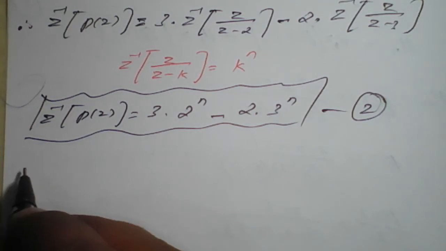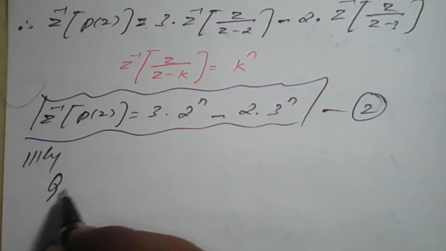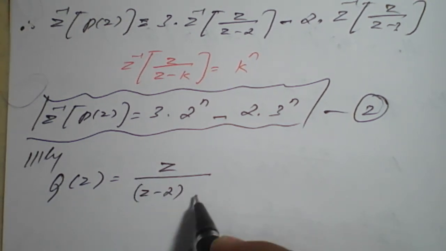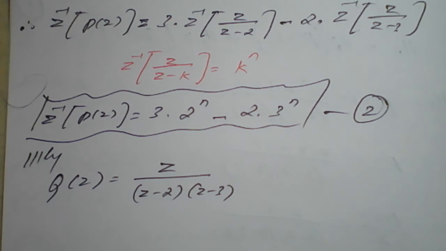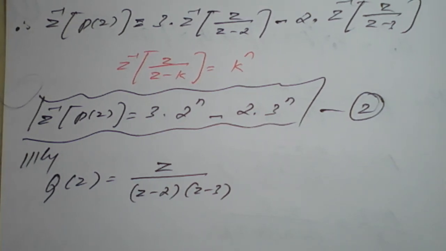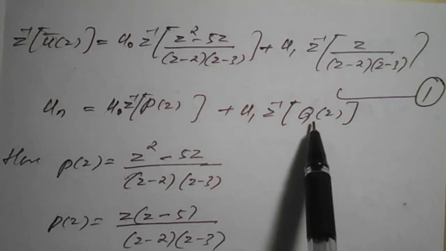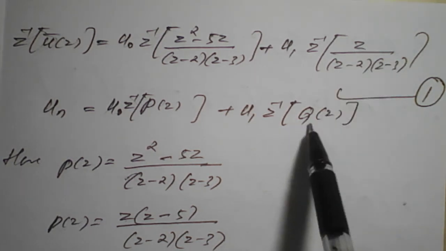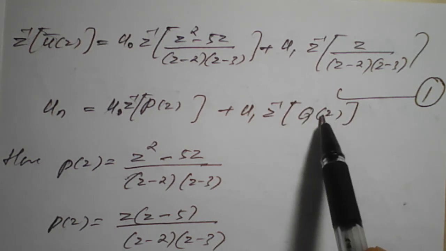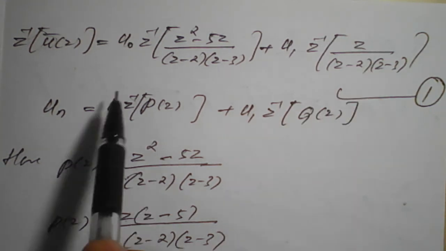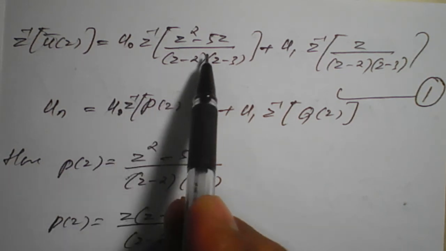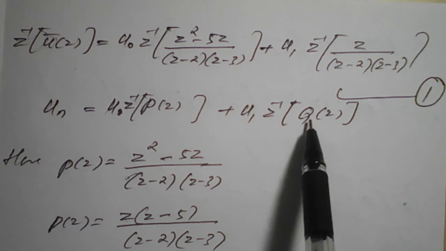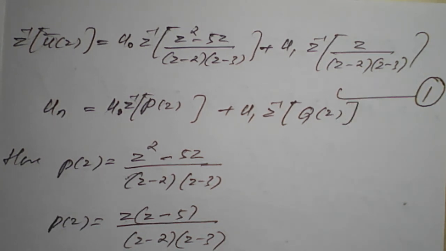Similarly, now Q(z) is nothing but z divided by (z minus 2)(z minus 3), because I have taken this from the previous step. So this is Q(z). First simplify, then we'll apply Z inverse to Q(z). Just now we got the value of Z inverse of P(z), which we will apply. But before that we'll find the Z inverse of Q(z). Before that, for Q(z) we'll simplify using partial fraction. We'll see that simplification.